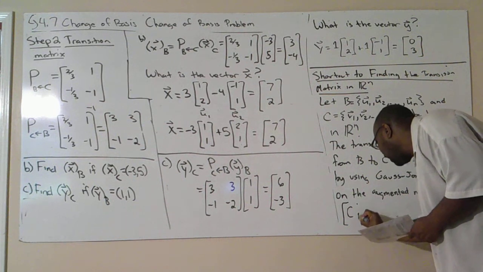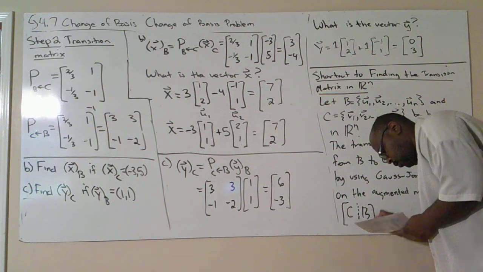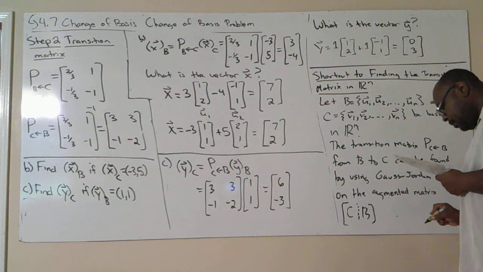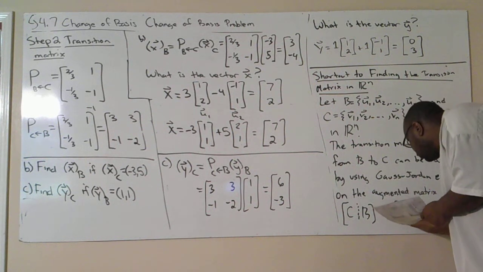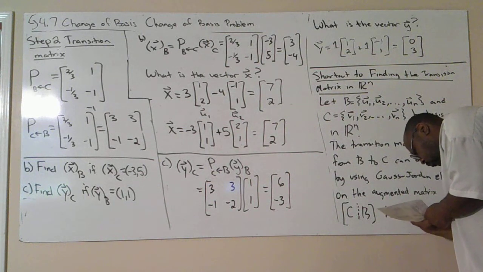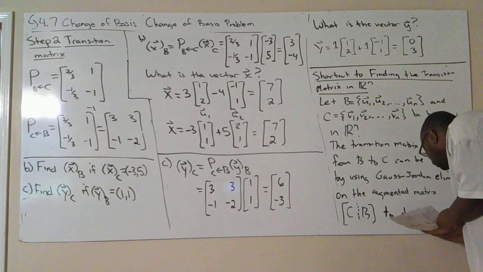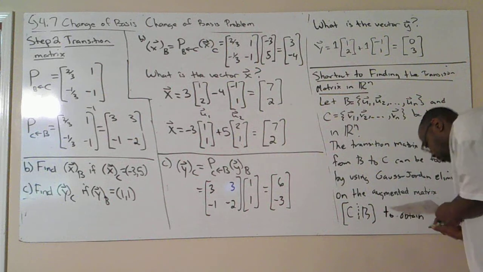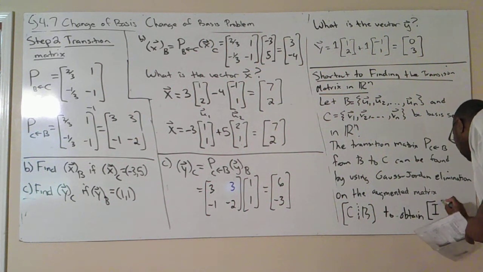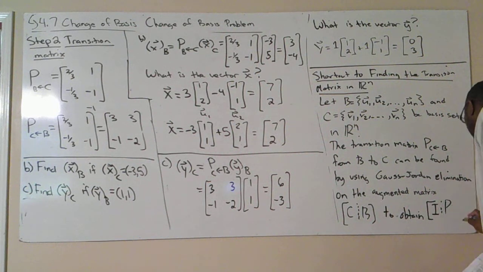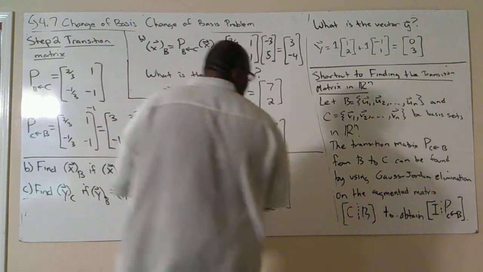C dot dot dot dot dot B to obtain what we have here, which is going to be the identity matrix with the transition matrix from B to C in the right hand corner.